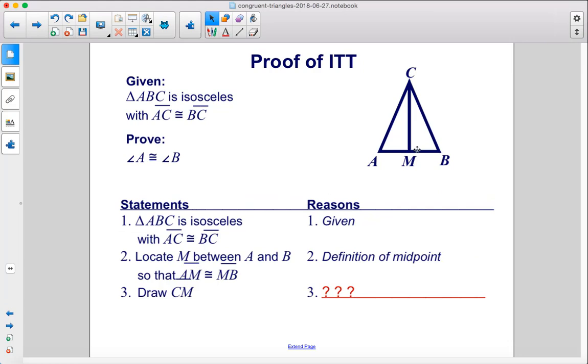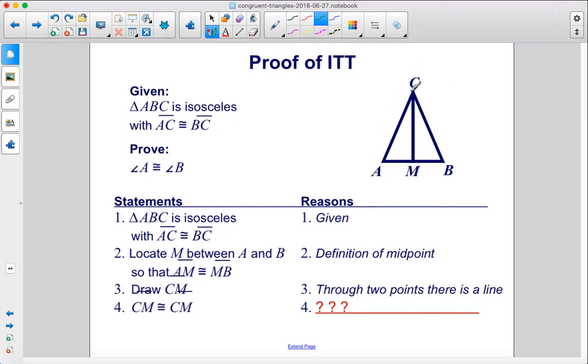Alright, so we drew M here because that's the definition of a midpoint. So now we know that this little segment here is congruent to this little segment here, and we're going to draw CM. Alright, and we drew the line through C and M because through any 2 points you can draw a line.